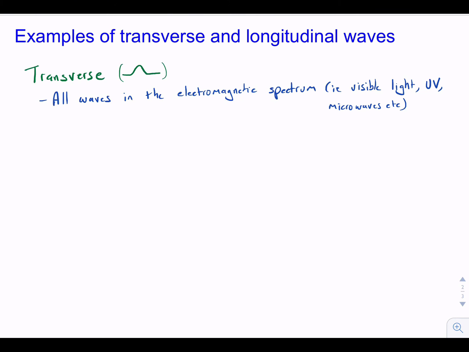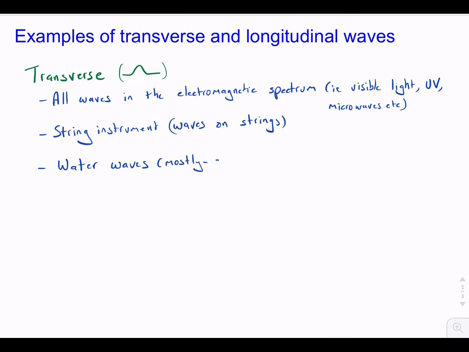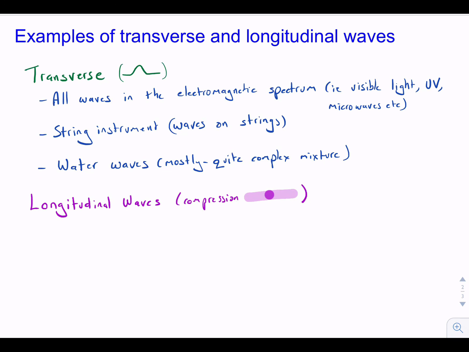Another example of a transverse wave is a string instrument, so the waves that are produced on the strings, or water waves. These are mainly transverse in nature, but are quite a complex mixture and have some longitudinal component as well. Longitudinal waves, or the compression waves, some examples include pressure waves, or shock waves, and sound waves. So these are quite important when it comes to the physics of hearing.